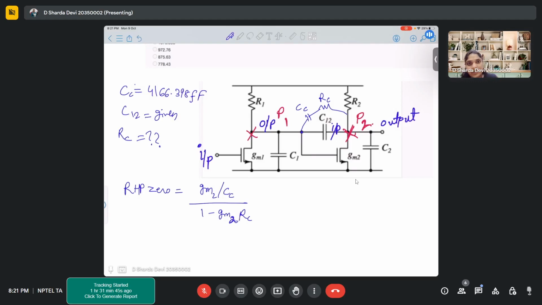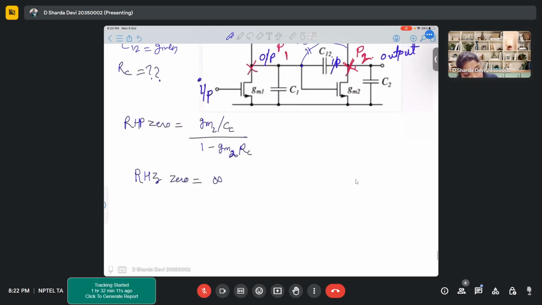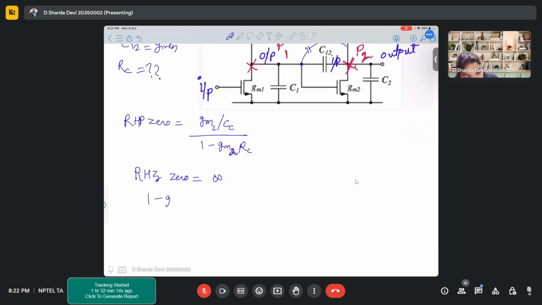This is explained in the lecture. Please go through the lecture, and if you don't understand, let me know next time, from where we got this formula. Now the idea is your zero should be at infinity, so basically your zero is cancelled out. It has been shifted to infinity. So in that case, you get 1 minus GM2 RC equal to 0, which gives you RC equal to 1 upon GM2.